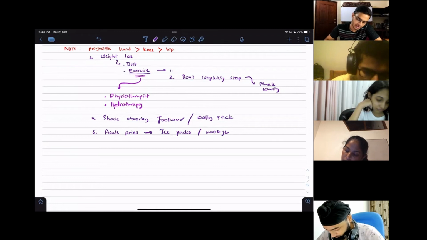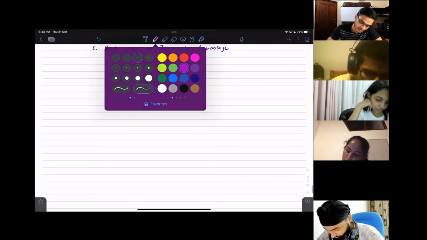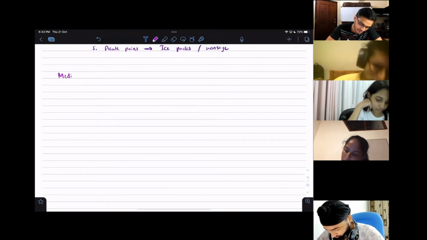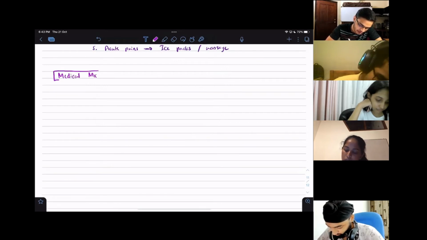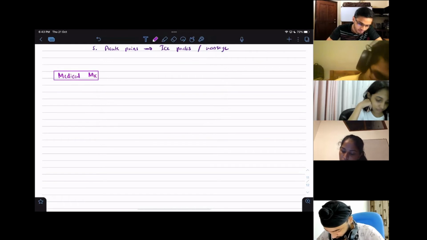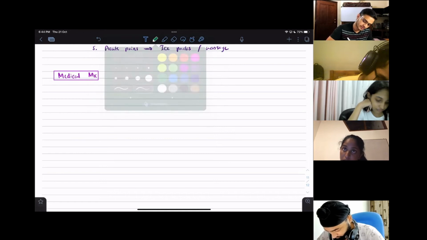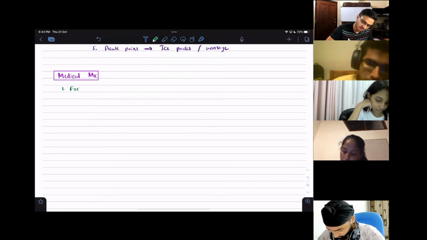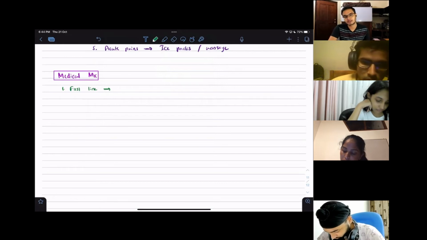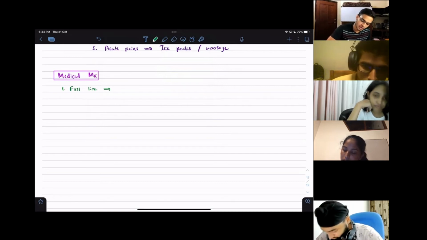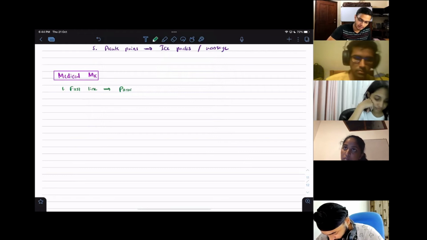Then we come to the medical management. So that was the general management. Now we come to the medical management. What sort of medicines can we prescribe? Write this down. First line, we go with general measures to reduce the pain. What do we use? Paracetamol.